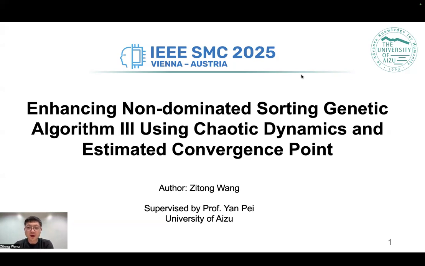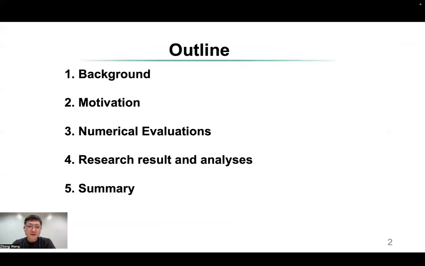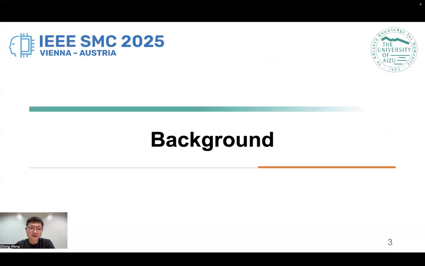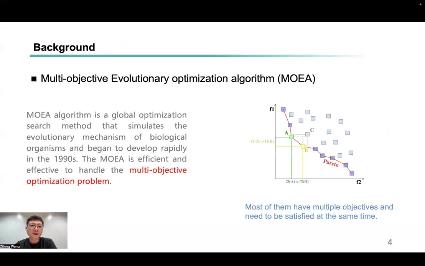Today, I will introduce our work on enhancing Non-dominated Sorting Genetic Algorithm 3 using chaotic dynamics and an estimated convergence point. This is my outline. There are 5 parts in my outline: background, motivation, numerical evaluations, research result and analysis, and summary. First, I will introduce my background.